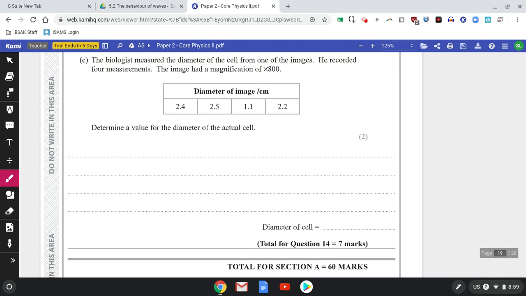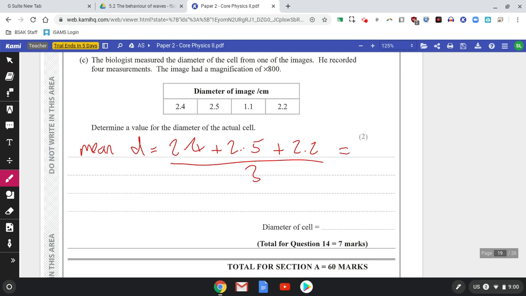We're given 4 values. One is clearly an anomaly. So we take these three and find a mean. The mean diameter of 2.4, 2.5 and 2.2 is 2.4 centimeters.